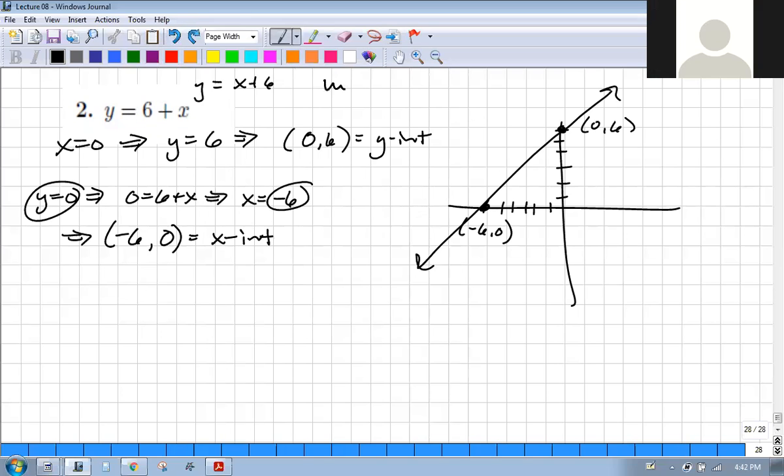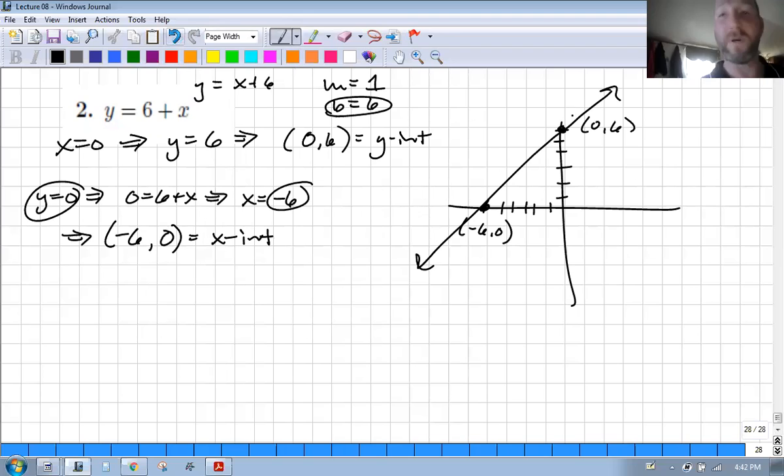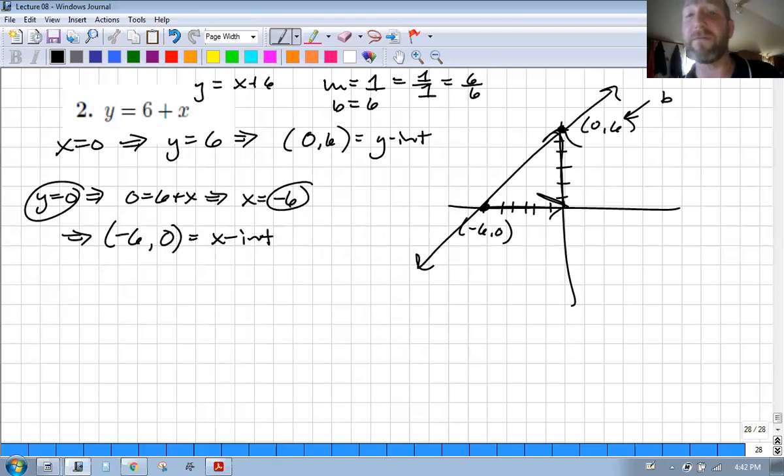What is our m here? It's 1, and our b is 6. The b always tells you the y-intercept. Boom. That's b. Our slope here is 1. That means if I go to the right one and up 1, I'm still on the graph. 1 over 1 is the same as 6 over 6. If I go to the right 6 and go up 6, I'm on the graph.